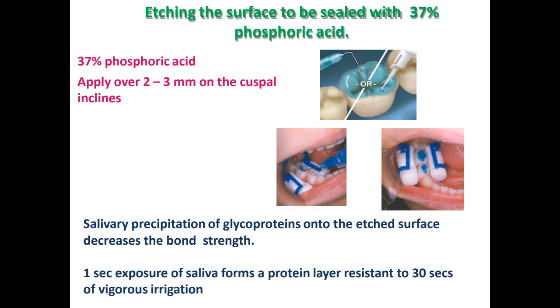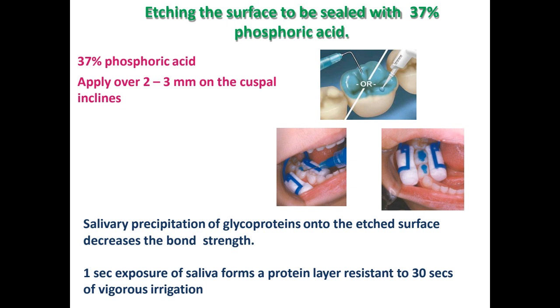Now, the major step is the etching of the tooth surface. You need to etch the tooth surface to be sealed. What is the acid required for etching the tooth surface? 37% phosphoric acid is used for etching the tooth surface.